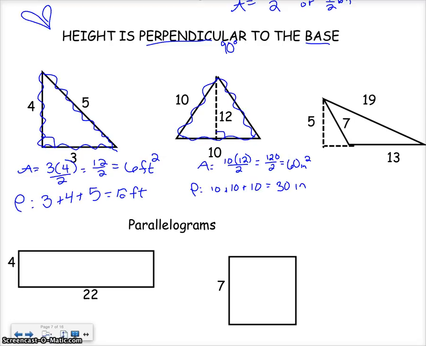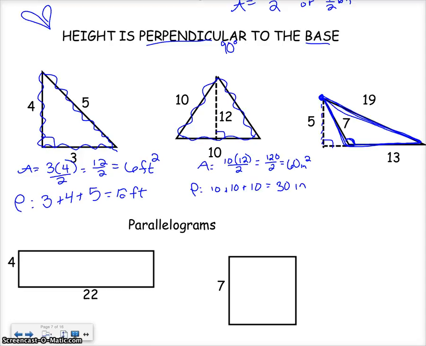Sometimes you have to create a height. So this triangle is right here. I'm outlining it in blue very sloppily. This triangle does not have a height because the height that's an obtuse angle, so there's nothing that meets the base at a 90-degree angle. That's when you have to create the height. So what happens is you go to that top vertex and you drop a perpendicular line down. That's what creates that height.